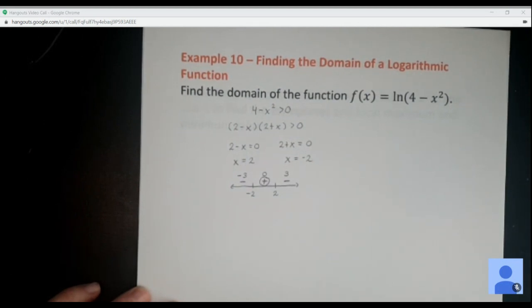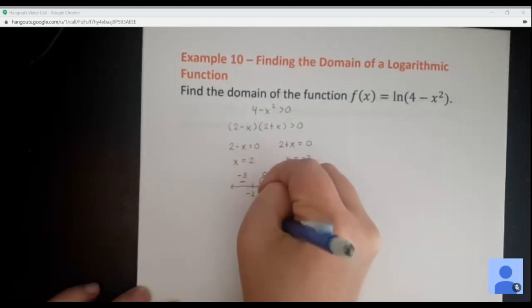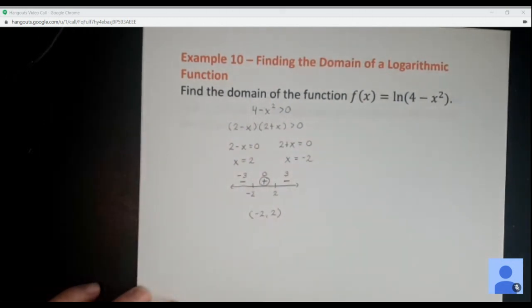Now, the only question is, are we including those endpoints or not, right? So when we do our interval notation, what is it going to look like? We're not including them, so we're going to have to use what? Good. So it's going to be parentheses, negative 2 to positive 2, parentheses. So that's going to be our domain for this one now, right? Because those are the values that are going to give us positives inside that natural log. And so everything between negative 2 and 2, not including the endpoints there, that's going to be our domain.